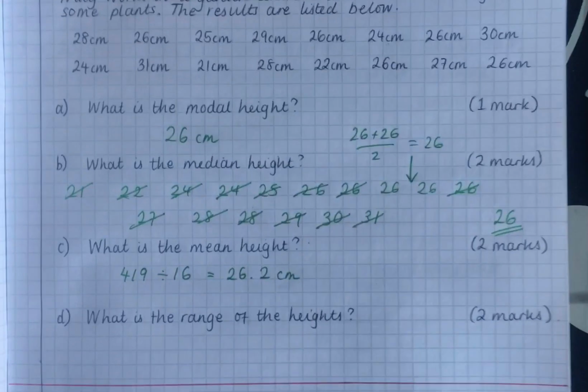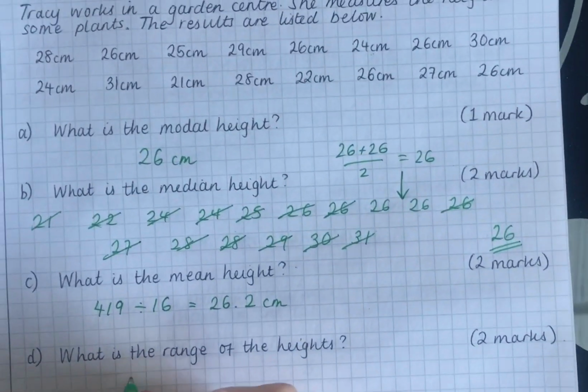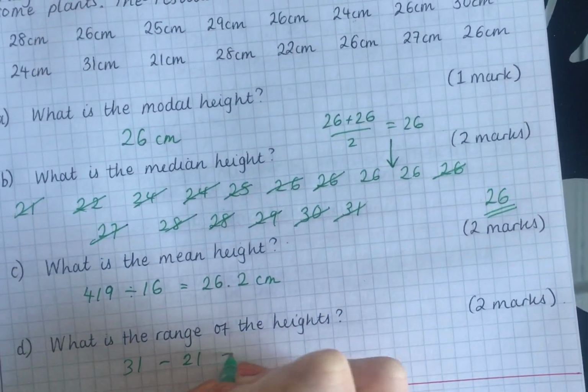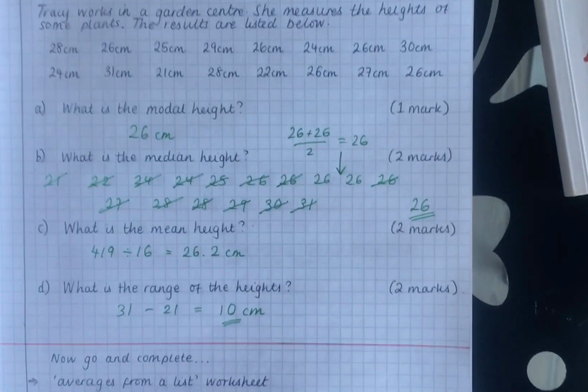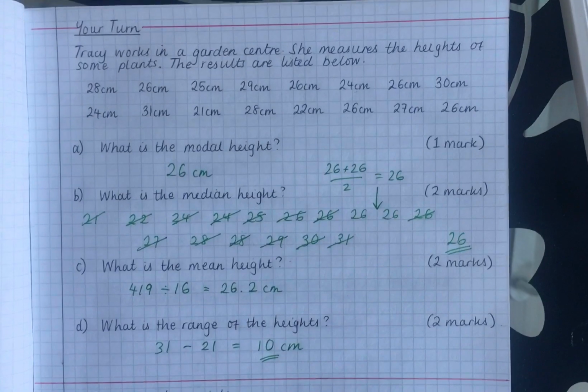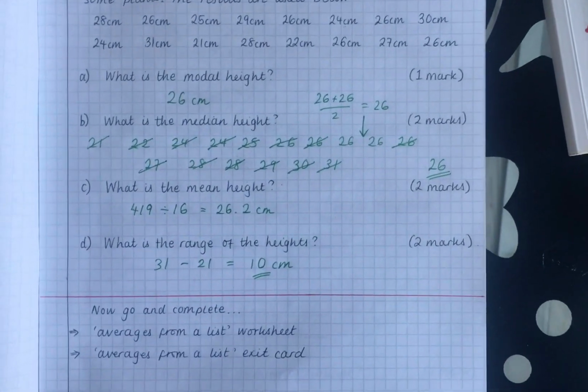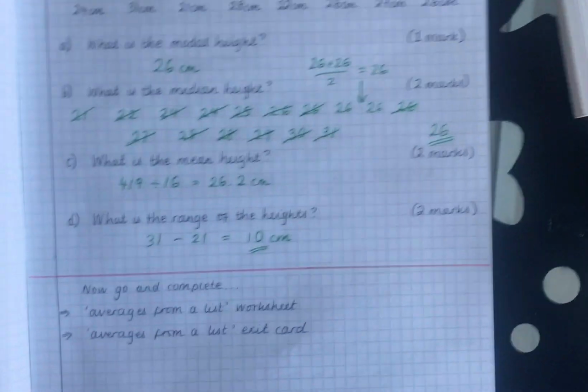Okay, and last but not least, the range. So the range is the biggest take away the smallest, so 31 minus 21, and you get 10 centimetres as the range. Okay, so just make sure that you've got all that correct, and once you have done, can you make sure that you move on to complete the worksheet and the exit card and send that off to your teachers.